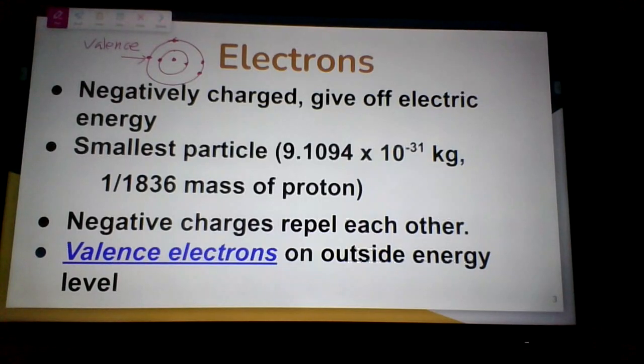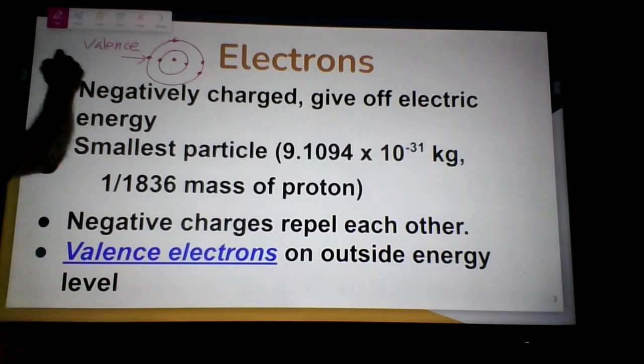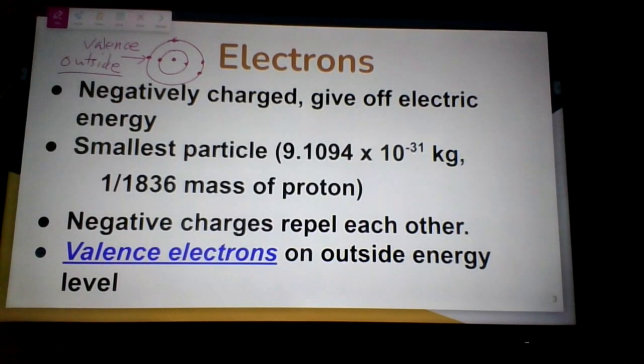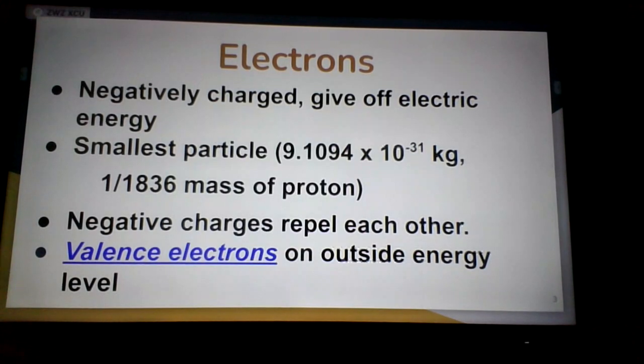Now, of course, as we go down the periodic table closer to the bottom, we will add more rings, which means we'll add more electrons, but the valence electrons are always on the outside energy level. I do wish I could draw better, but I can't. But valence electrons, get to know that term because we're going to talk about those things a lot. Those are the party animals. Those are the electrons that cause atoms to combine with each other. Ready?